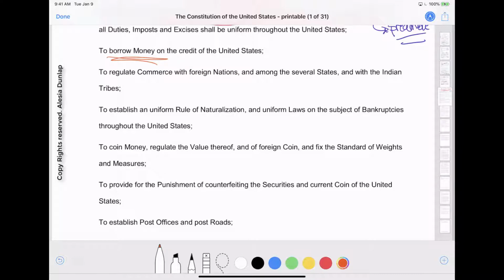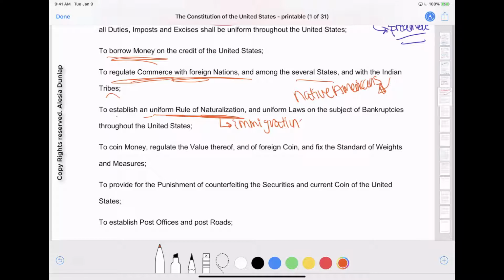Congress can oversee businesses with other nations, right? Regulate commerce with other nations, between states, and with Indian tribes, and Native Americans. So in this case, it will be Native Americans. Congress can establish rules for immigration. This rule of naturalization is pretty much immigration.